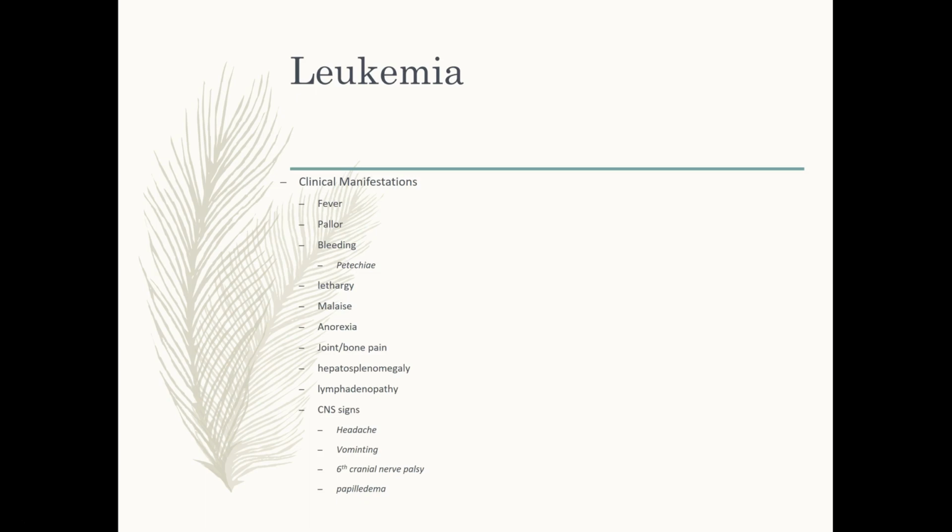Clinical manifestations basically are the same as any bone marrow suppression signs and symptoms. You're going to have fever, pallor, bleeding. You may present with petechiae. You may have lethargy or malaise. You're just not going to have a lot of energy. You may not want to eat. And they go on down to even central nervous system signs and symptoms such as headache and vomiting.